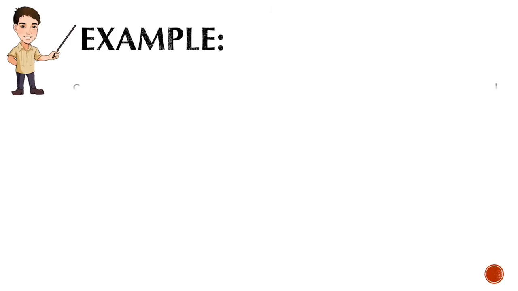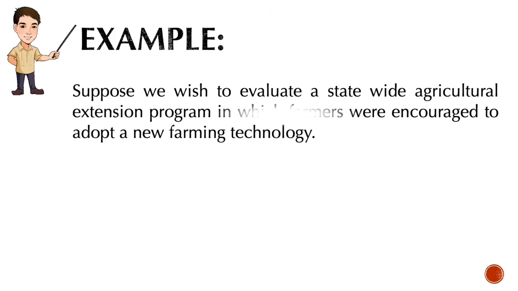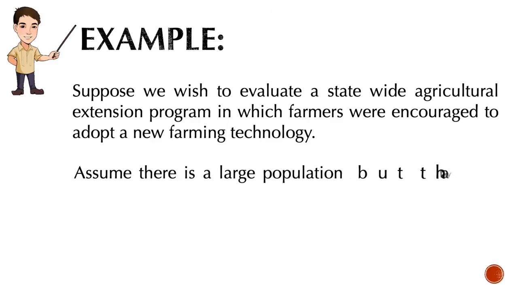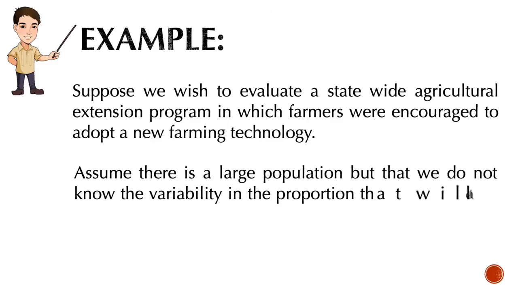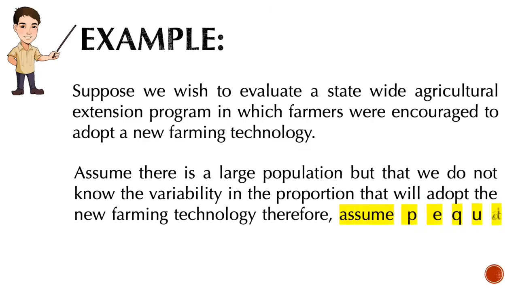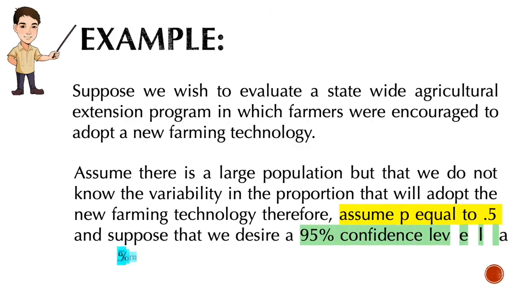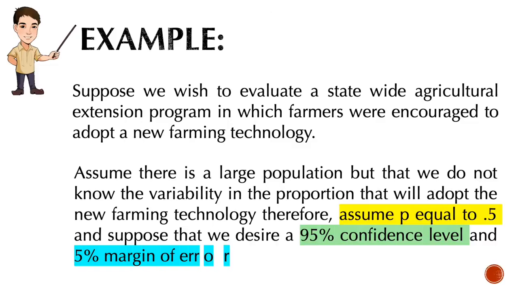To illustrate, suppose we wish to evaluate a statewide agricultural extension program in which farmers were encouraged to adopt a new farming technology. Assume there is a large population, but that we do not know the variability in the proportion that will adopt the new farming technology. Therefore, assume p equal to 0.5, and suppose that we desire a 95% confidence level and plus or minus 5% margin of error.